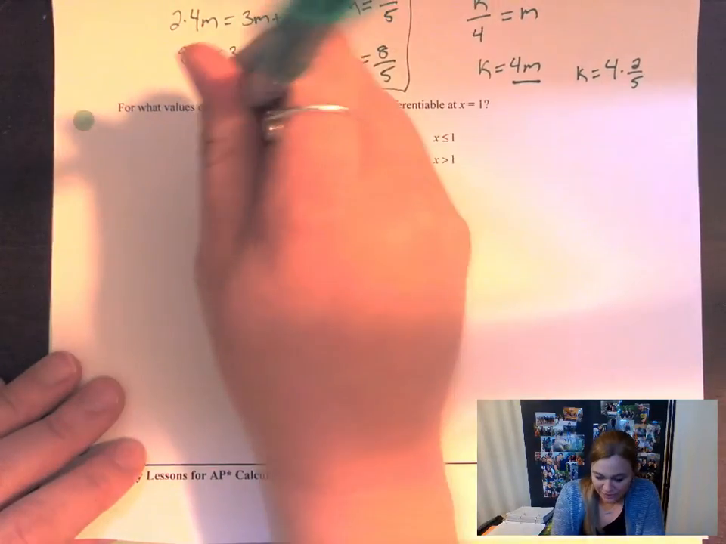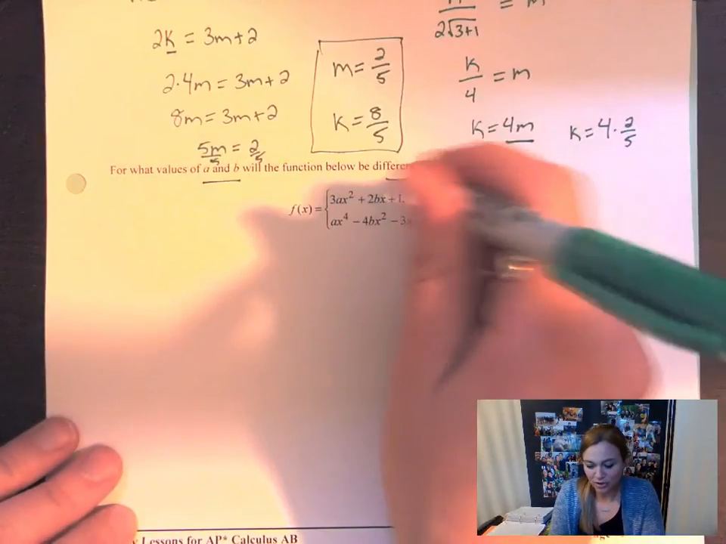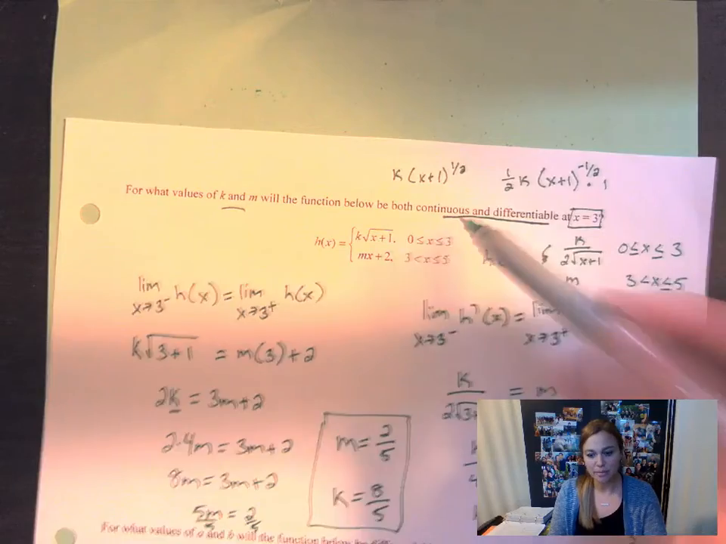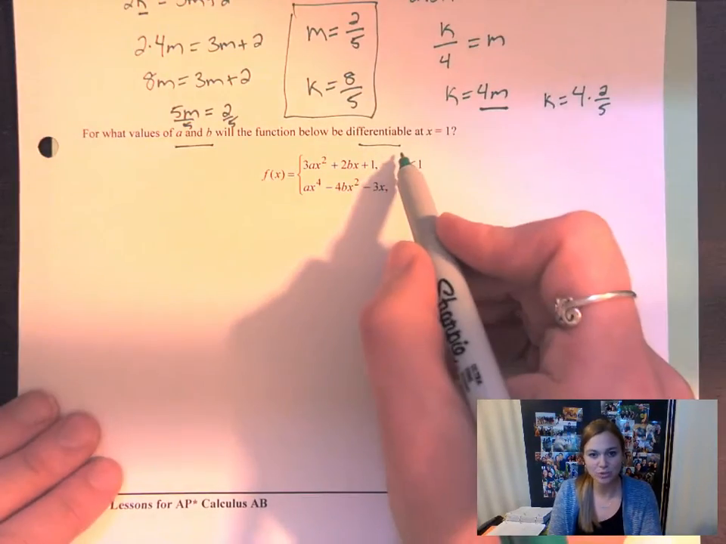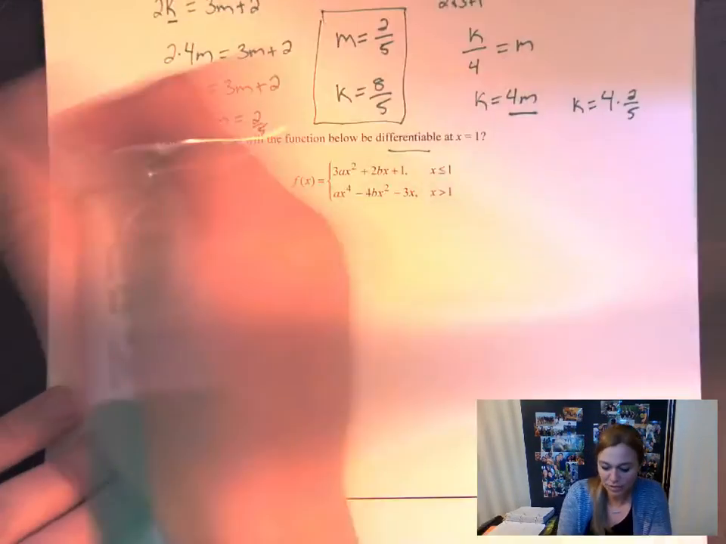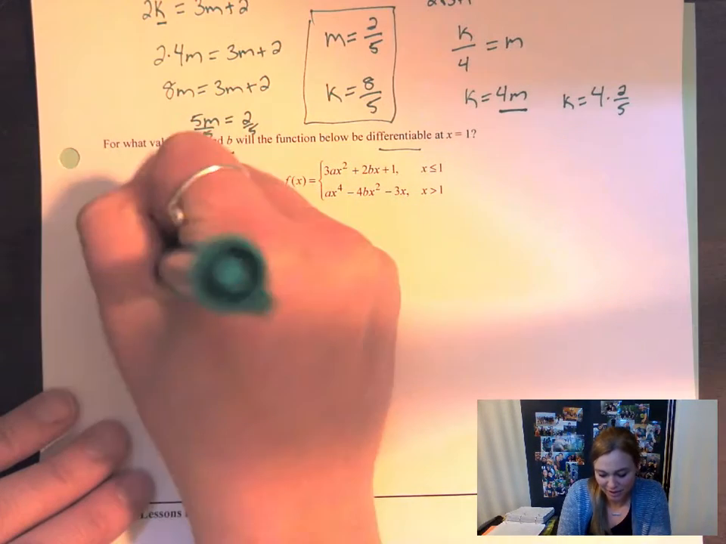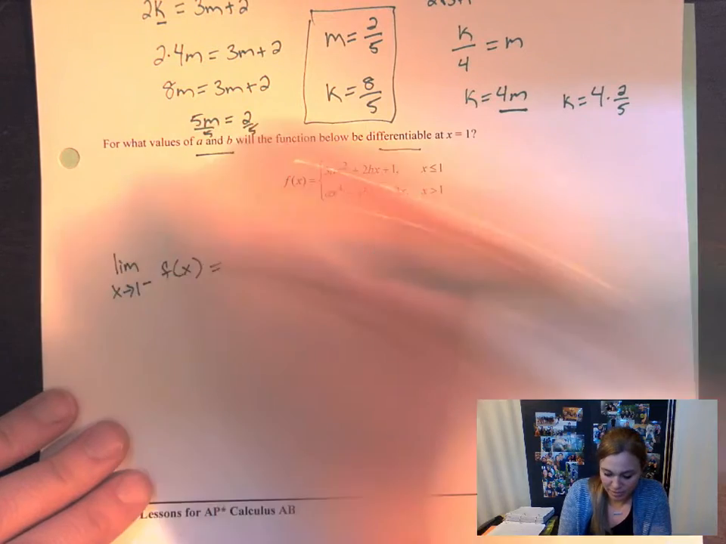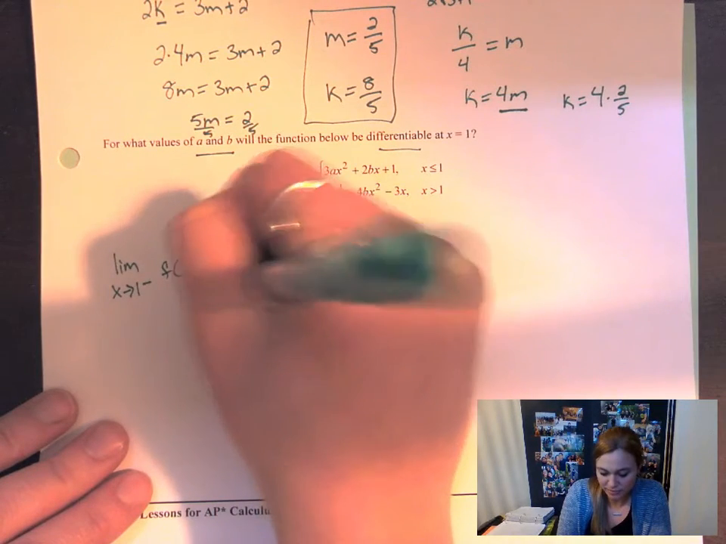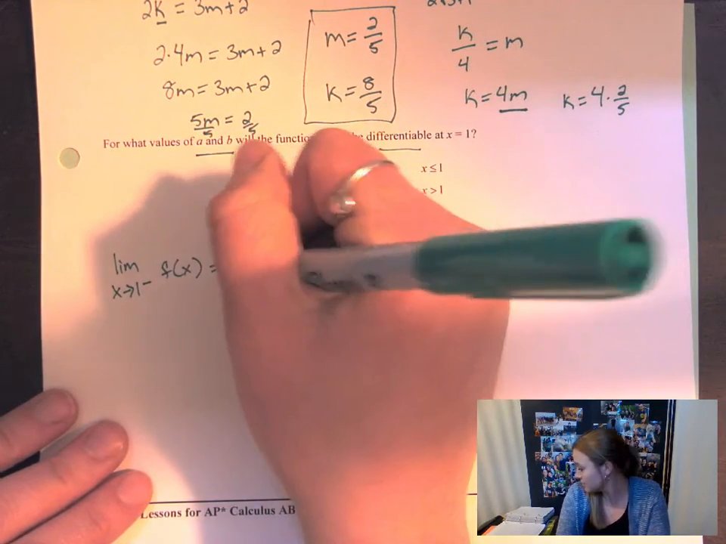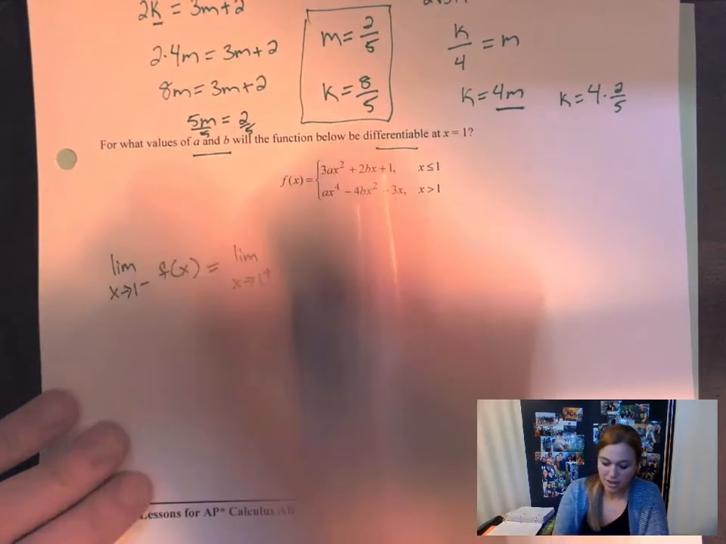This one, what are the values of a and b that will make the function below differentiable? This one didn't give me continuous, but if a function is differentiable, it's also continuous, which means I still need to be thinking about the limit as x approaches 1 from the left of f of x being equal to the limit as x approaches 1 from the right of f of x.